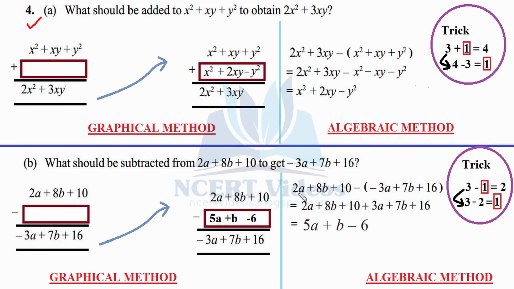Now let's solve it. 2a plus 8b plus 10, minus minus is plus 3a, minus plus is minus 7b, minus plus is minus 16. So 2a and 3a gives you 5a, 8b minus 7b gives you plus b, and the constant part plus 10 minus 16 gives you minus 6. Again you are getting the same. So this trick is important, or the method to solve this question algebraically. So that is your fourth.